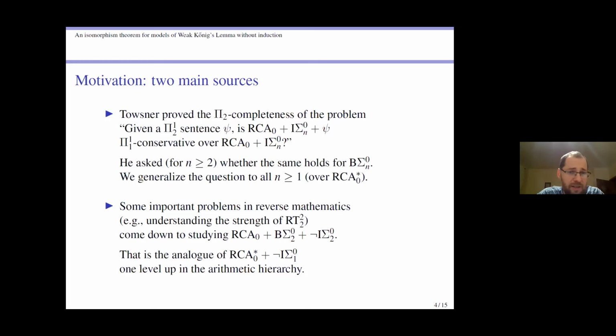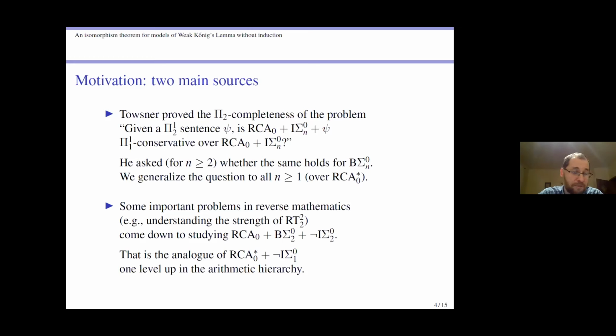So that's something that he proved using a nice forcing argument. And he asked, well, he was working over RC0, so the question only really made sense for n equals 2 and beyond, whether the same holds if you replace I sigma n with B sigma n. So he asked whether if you take, say, RC0 star, let's generalize the question to n equals 1 as well. If you take RC0 star plus B sigma n and ask yourself, given a pi1-2 sentence, is it pi1-1 conservative over this theory with B instead of I here? Whether that's still pi2 complete as a computational problem. So that was one piece of our motivation.